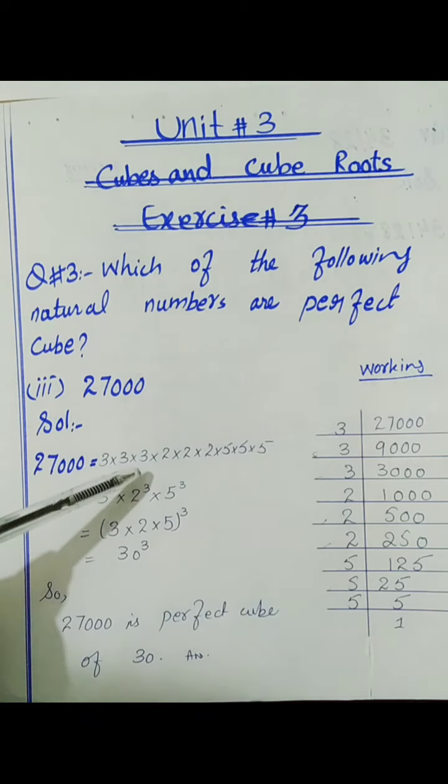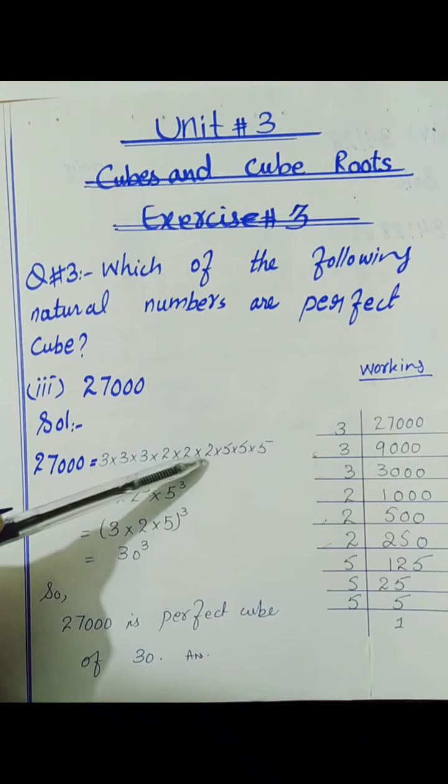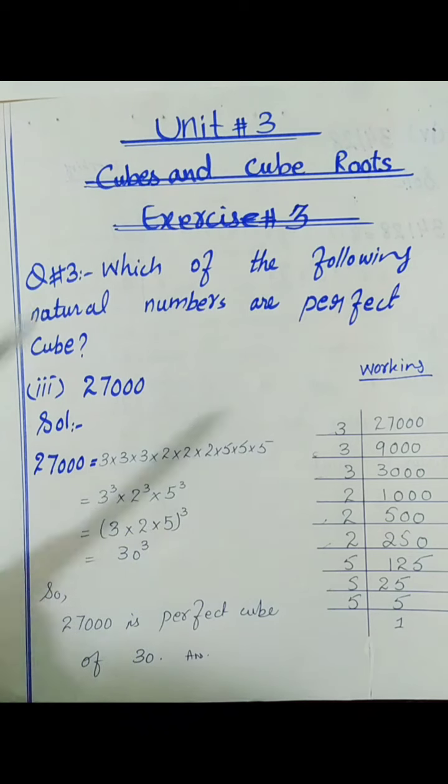Now we see that we have triplets: 3 multiplied by 3 multiplied by 3, then 2 multiplied by 2 multiplied by 2, 5 multiplied by 5 multiplied by 5. Triplet of 3, triplet of 2 and triplet of 5. So if we take the cube as common power, we have 3 multiplied by 2 multiplied by 5, which is 3 2s are 6 and 6 5s are 30. 30 cube. It means that 27,000 is a perfect cube of 30. If we take the cube of 30, we get 27,000.